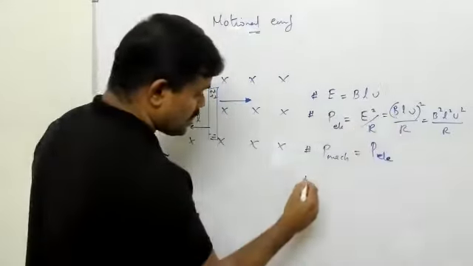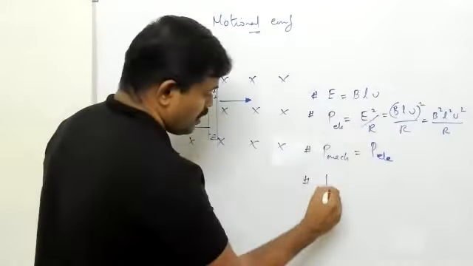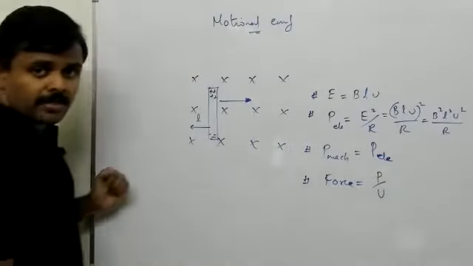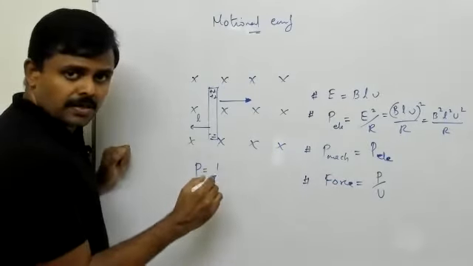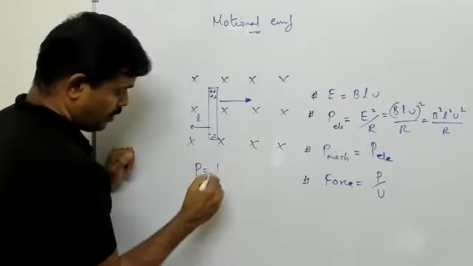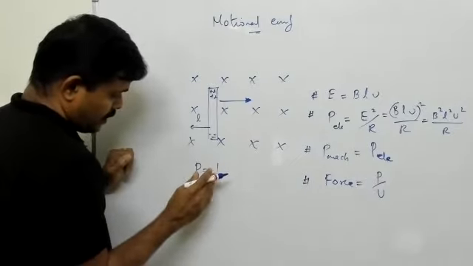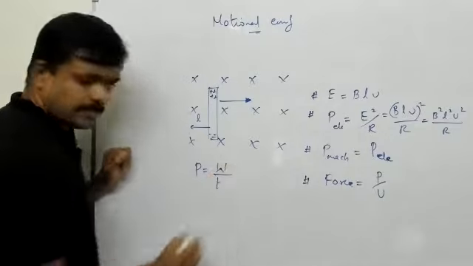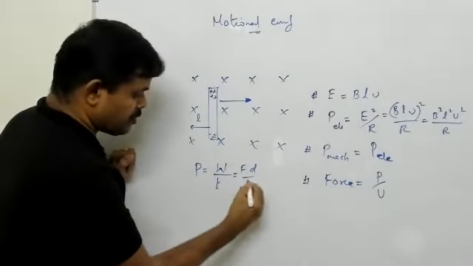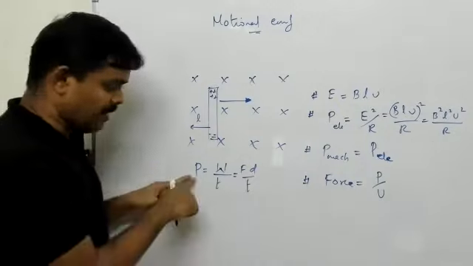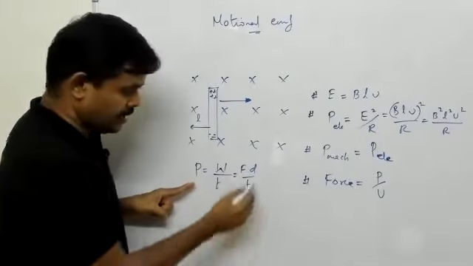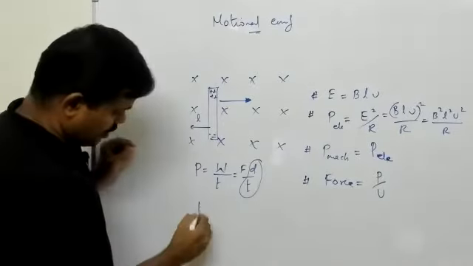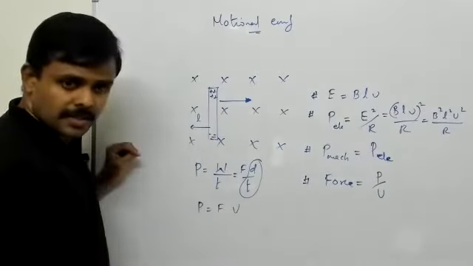Understood? And the last one, force. What is the equation for force? They might ask you to find the force. Force is given by power by velocity. If you don't remember, I can do this. Right. Power is given by what? Power is given by energy by time. Or take it this way: power is given by work by time. That is force into displacement by time. If you remember, power is given by work by time. Work is force into displacement. Displacement by time is velocity. So power is equal to force into velocity.